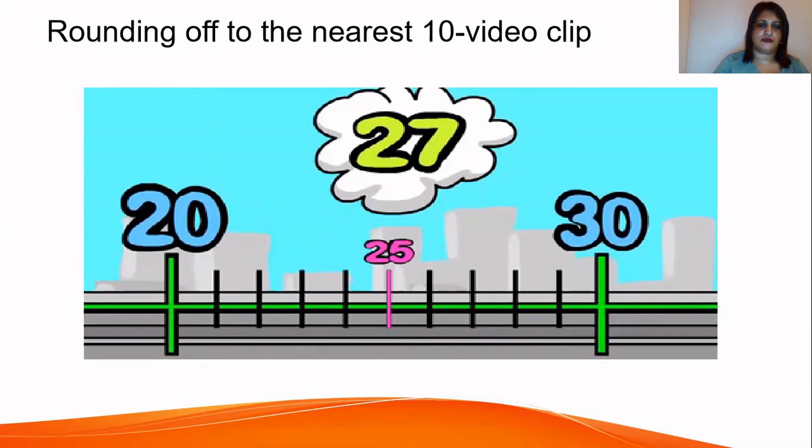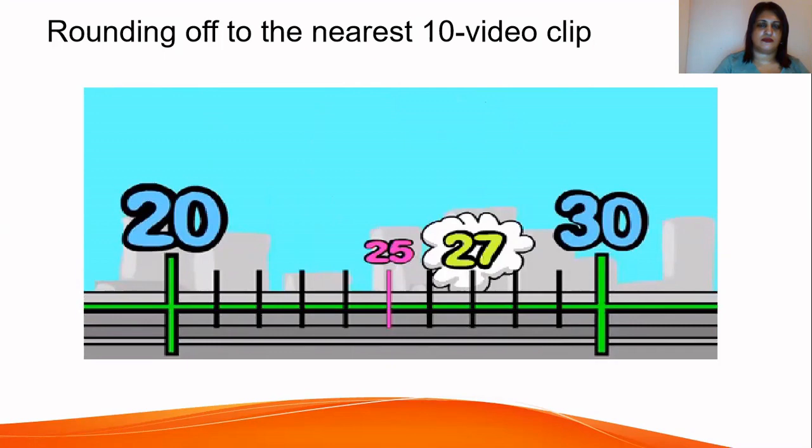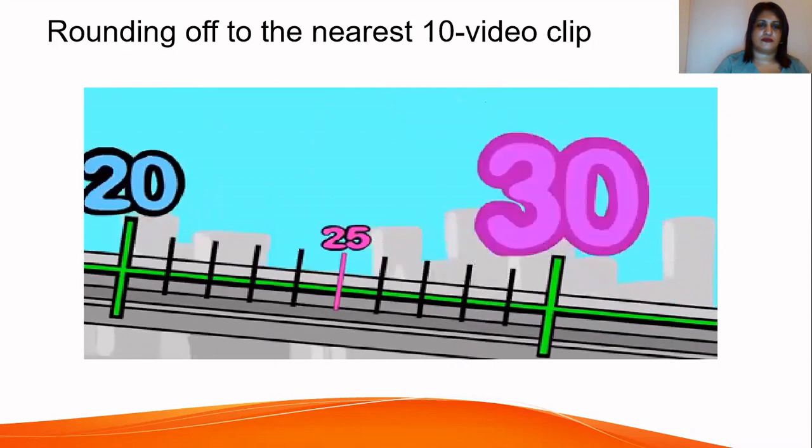Step 3. Now locate 27 on the number line. You can see that 27 is more than 25. So now you're ready for step 4. You can round. 27 is closer to 30 than to 20. So, to the nearest 10, 27 rounds up to 30.